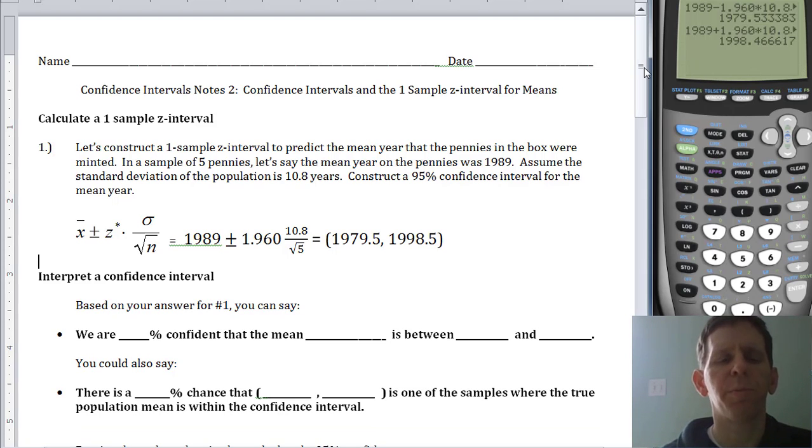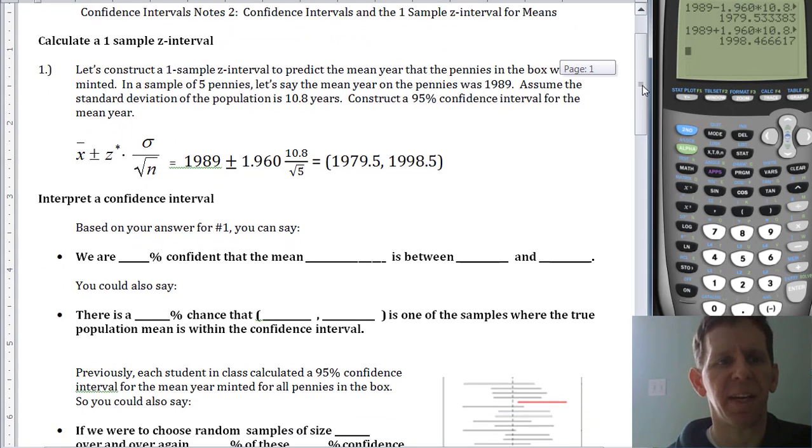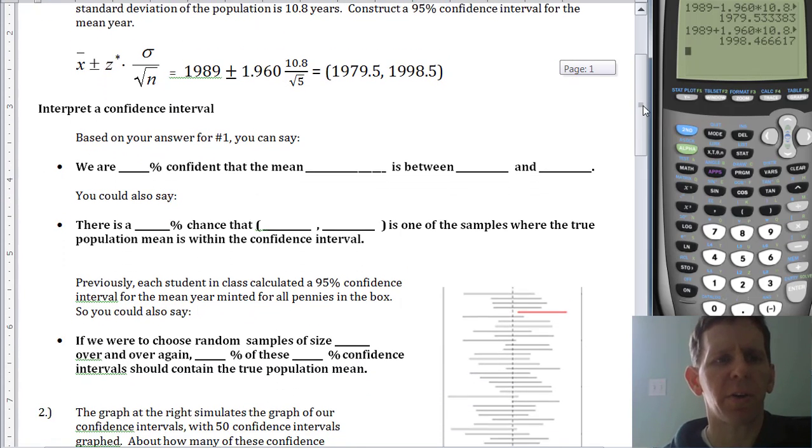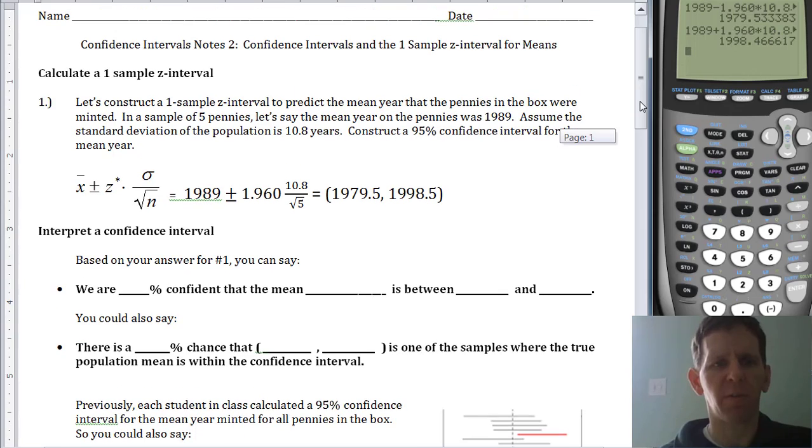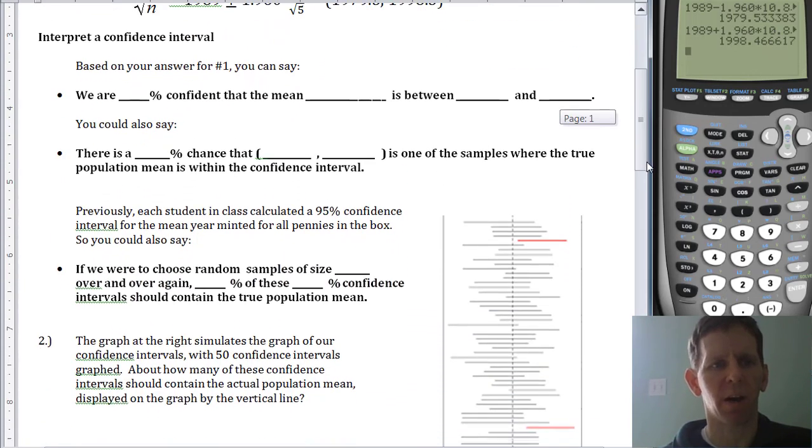So what does this answer mean? Let's talk about interpreting this answer next. Based on your answer that we just got, you can say a few things. So we're going to fill in some blanks here. You can say, we are. Now our confidence level in this problem is 95%. So we're going to use that percentage in our interpretation.